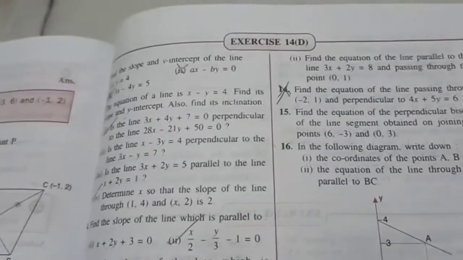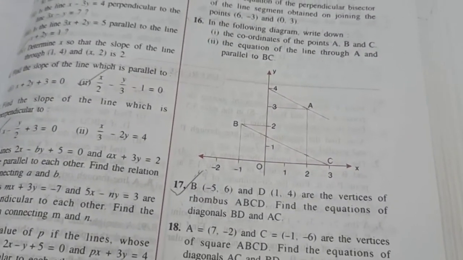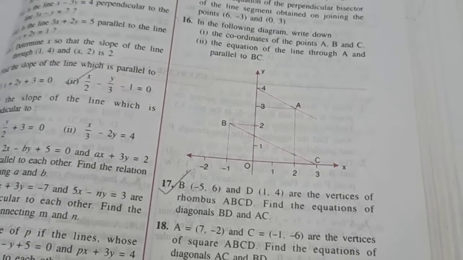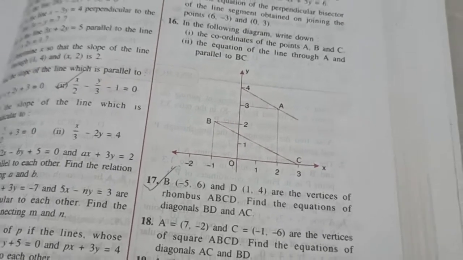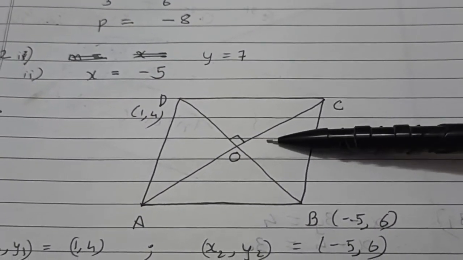Next, the 14th sum is cancelled. Let's do the 17th sum. 2 vertices of a rhombus are given and we have to find the equations of the diagonals. So let's draw the diagram first. Drawing diagrams are compulsory, without which you won't be able to understand how to solve.